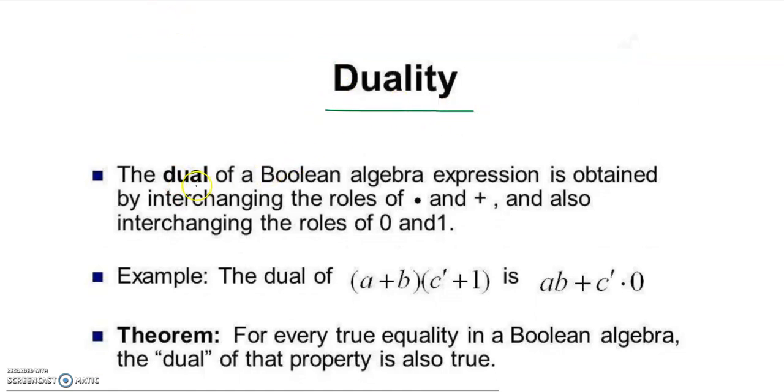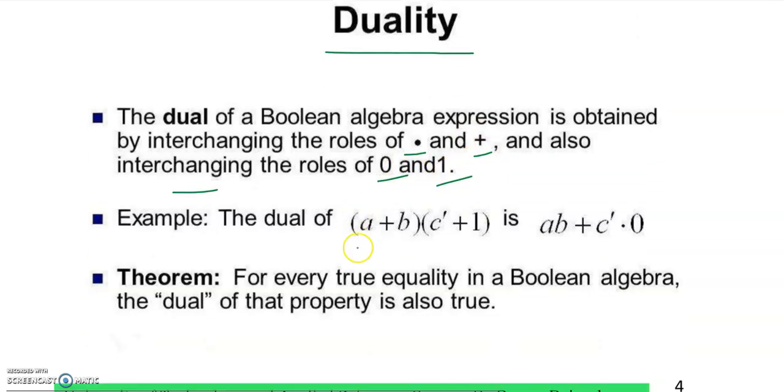Another one, the duality. What is duality? The dual of a Boolean algebra expression is obtained by interchanging the roles of dot and plus, and also interchanging the roles of 0 and 1. Interchanging means, wherever we have dot, we have to put plus. Wherever we have 0, we have to put 1.